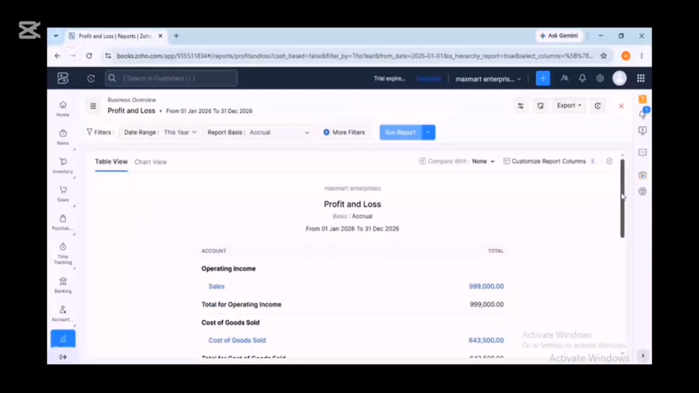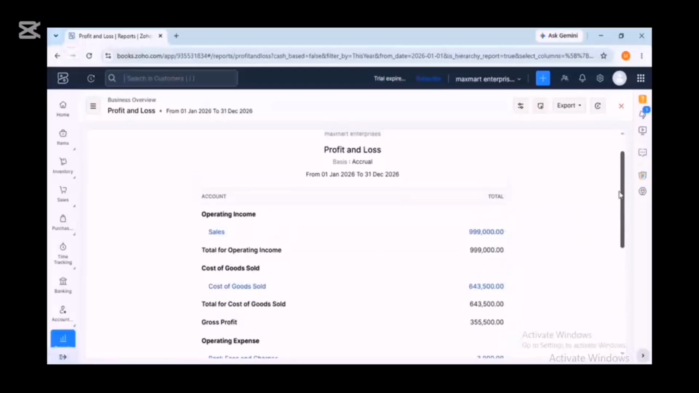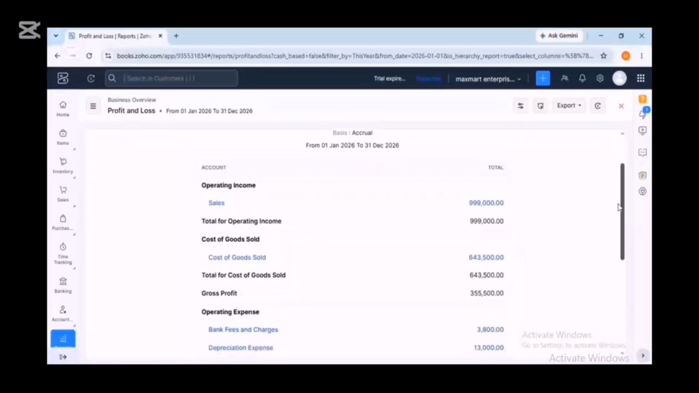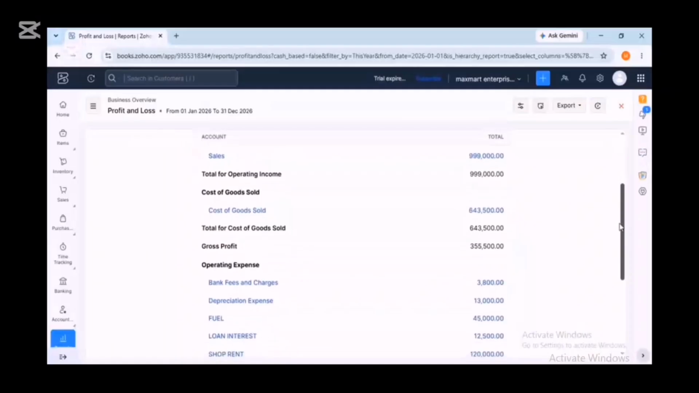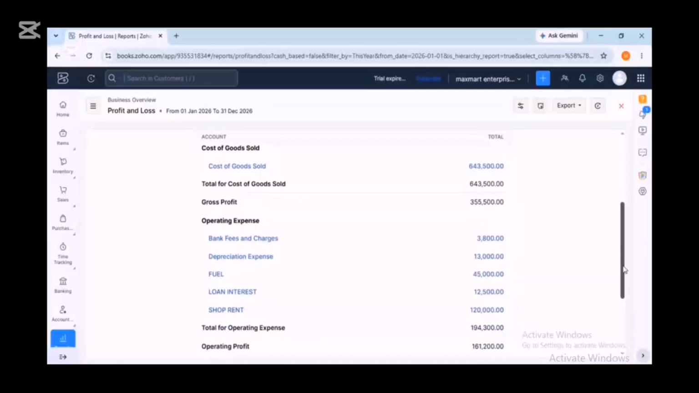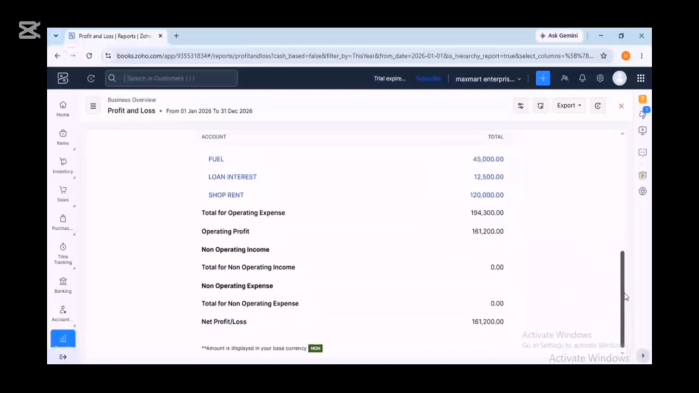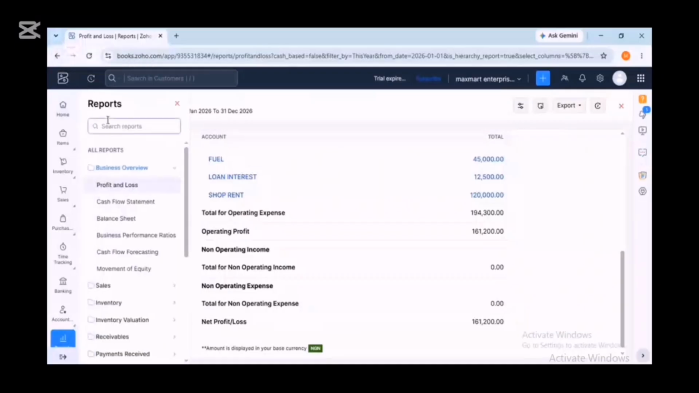So you see the total sale we have for the period, 999,000 amount worth of sale. Then the operating income, you see that same amount. The cost of goods sold, you can see that 643,500. Then the gross profit, 355,500. Then you can see our operating expenses, the bank charges, depreciation, fuel, and the rest. So that's that. So it's as easy as you could ever imagine.